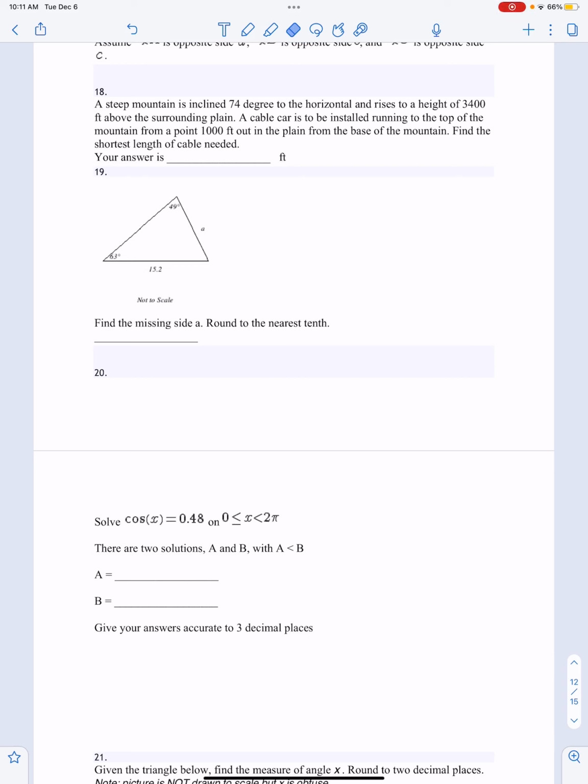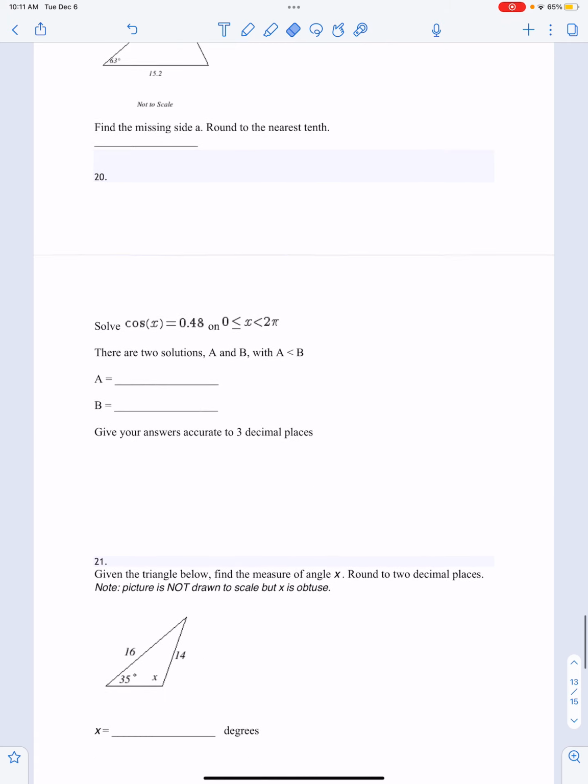Final exam review, question number 18. A steep mountain is inclined 74 degrees to the horizontal and rises to a height of 3,400 feet above the surrounding plain. A cable car is to be installed running to the top of the mountain from a point 1,000 feet out in the plain. From the base of the mountain, find the shortest length of cable needed.